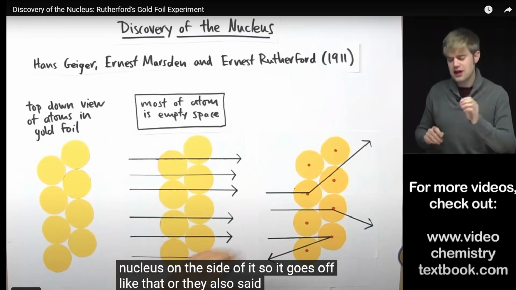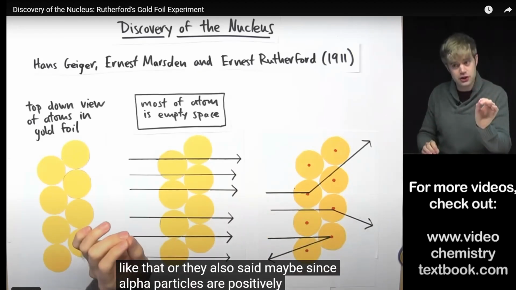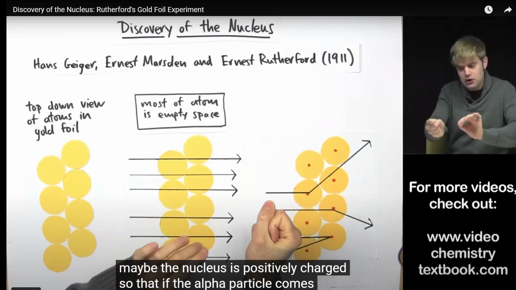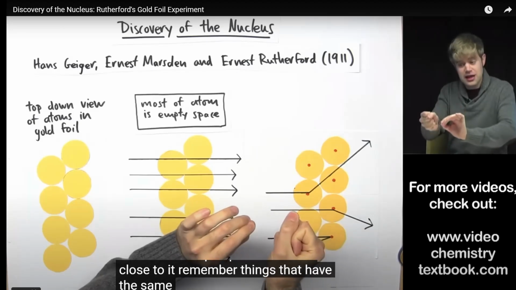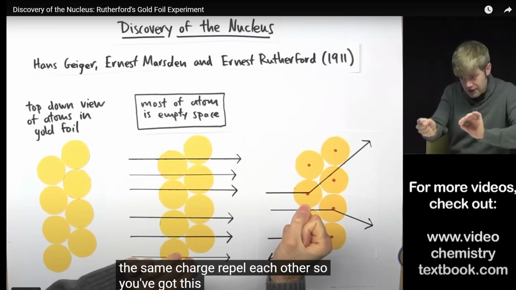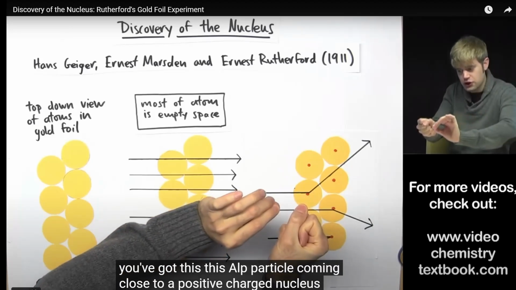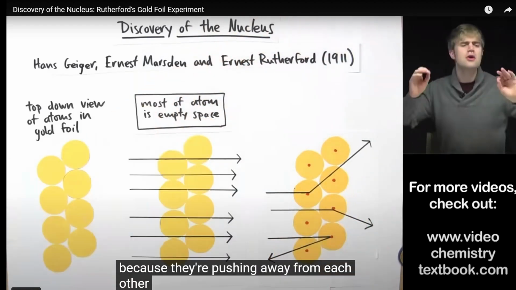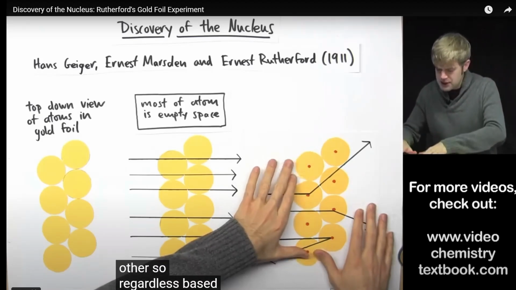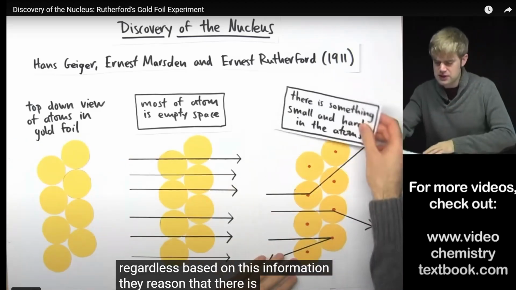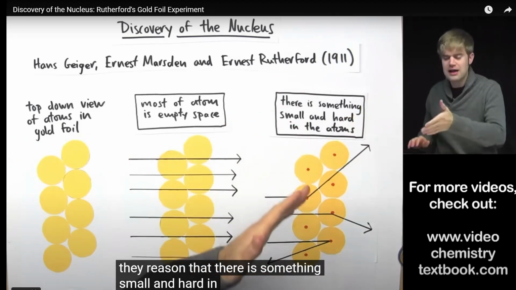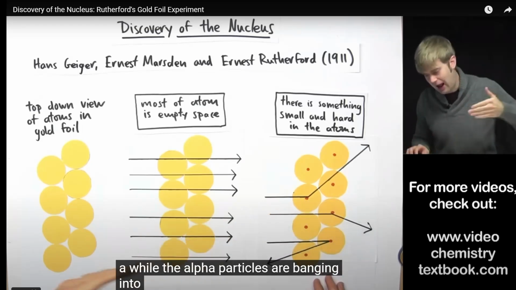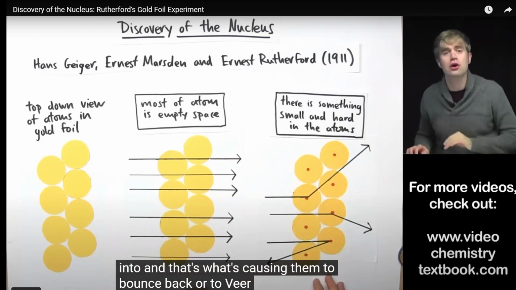Or they also said maybe since alpha particles are positively charged, maybe the nucleus is positively charged, so that if the alpha particle comes close to it, remember, things that have the same charge repel each other. So you've got this alpha particle coming close to a positively charged nucleus, then zoom, it's going to veer off to the side because they're pushing away from each other. So regardless, based on this information, they reason that there is something small and hard in the atoms that once in a while the alpha particles are banging into, and that's what's causing them to bounce back or to veer off course.